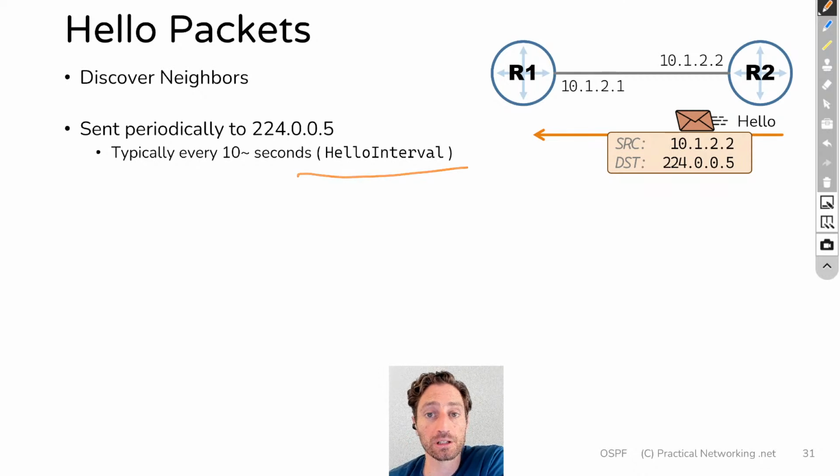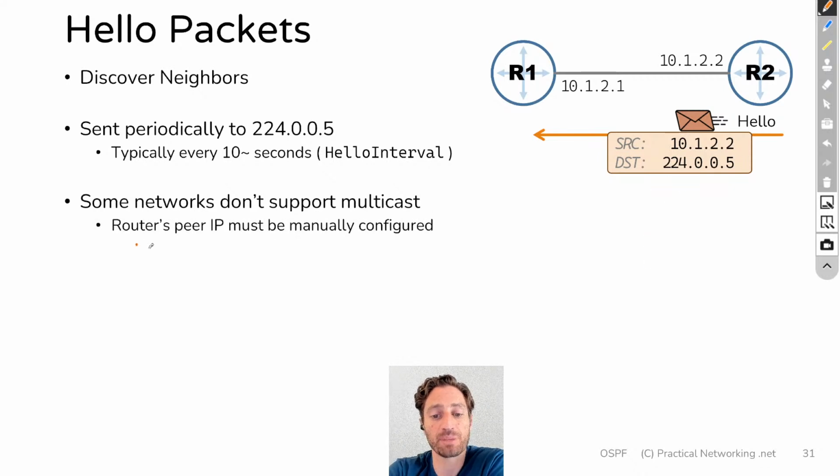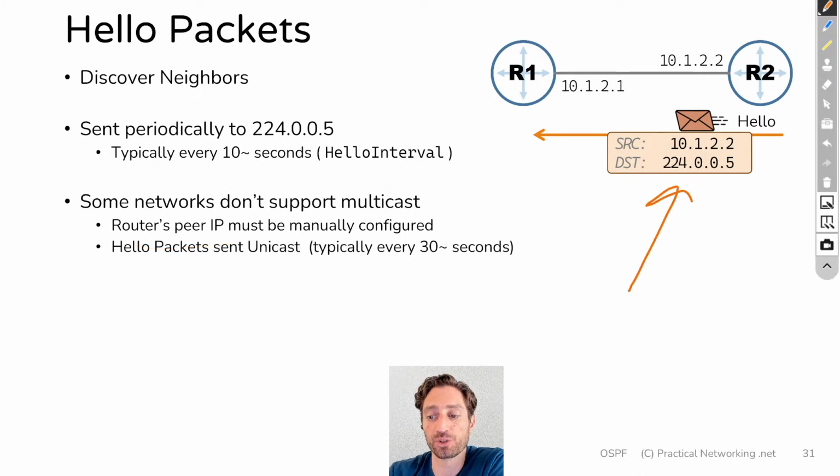That's governed by what's called the hello interval. You can configure that if you want, but that's an idea of how often you should see those. There are some types of network that don't support sending multicast packets. These are known as non-broadcast networks, but we'll talk more about the different network types in OSPF later on. In the case of networks that don't support multicast, since you can't send something to a multicast address on those networks, what you have to do is configure the peer IP address manually, and then your hello packets will be sent directly to the peer IP that you configure.